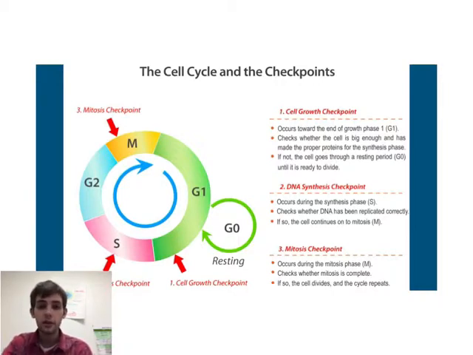Then we have another checkpoint in the cell cycle, which is known as the M checkpoint. This is going to occur right in between metaphase and anaphase of mitosis, where the chromosomes align in the middle of the cell. The M checkpoint is responsible for making sure that the spindle fibers, which are those little strings that come out of the centrioles, attach to the chromosomes properly. We'll talk about that a little bit more in detail in the mitosis video.